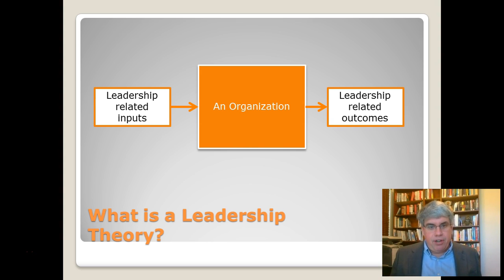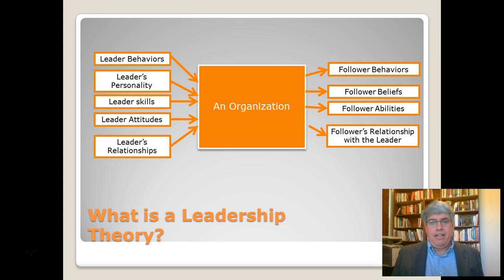And a leadership theory looks at some leadership-related inputs and describes how they reflect the leadership-related outcomes. And so that's what we call a leadership theory. Now, it turns out in real life that this whole concept of leadership is extremely complicated.